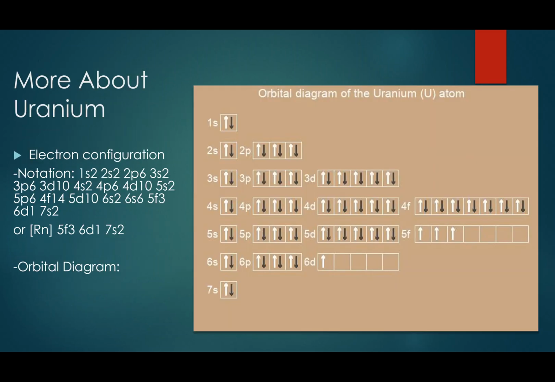More about uranium. The electron configuration. The notation for it is 1s2, 2s2, 2p6, 3s2, 3p6, 3d10, 4s2, 4p6, 4d10, 5s2, 5p6, 4f14, 5d10, 6s2, 6p6, 5f3, 6d1, 7s2, or the noble gas configuration of Rn, and then 5f3, 6d1, and 7s2. The orbital diagram, as you can see right here, is right here.